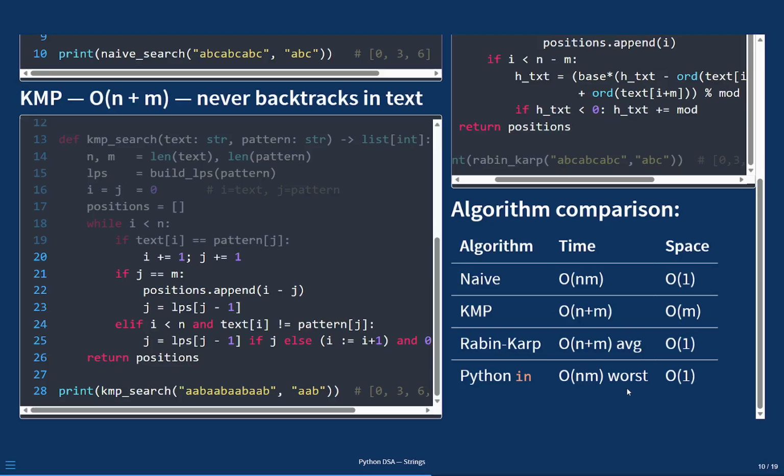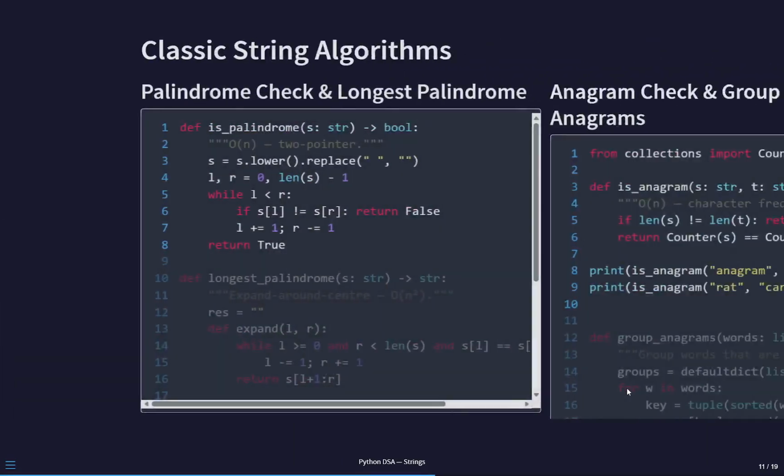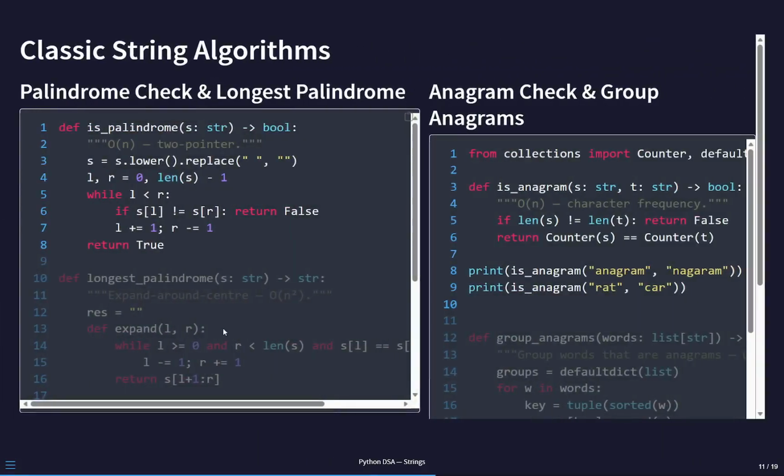For production string search on large text, KMP or Boyer-Moore are the go-to choices. Next, let's work through the classic string algorithm problems you'll encounter in interviews.